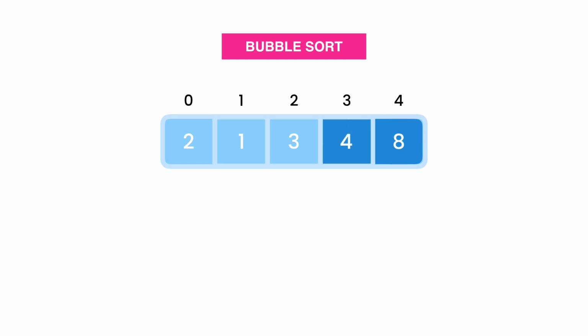Now, 4 is in the right position. As you can see, our array is almost sorted. We just need one more pass to swap 2 and 1, and then our array will be fully sorted. So let's do that real quick. All right, our array is fully sorted.